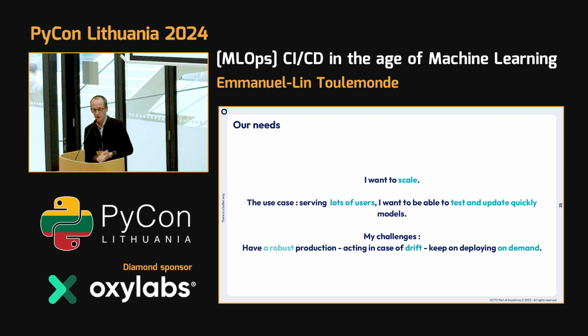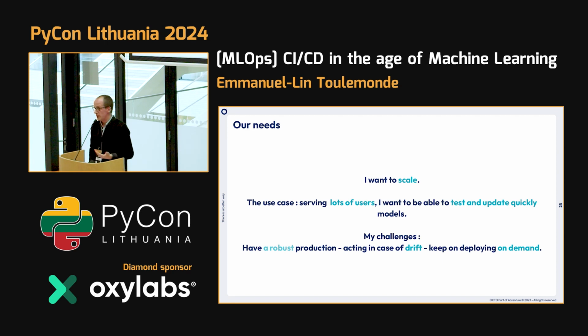My challenge is, what they ask me is that I have a robust production. I should not fail. I should not deploy some dirty stuff. I should be able to act on drift. You know, drift is like you have some data and it changes a bit over time. For example, if you were on Facebook in 2010, I guess you were 20, now you are 50 if you're on Facebook. So it's not the same persons, it's not the same behavior, so the models to predict what to show to users should not be the same, right? And drift can be a bit faster than that, for example, with COVID. So I need to act on drift.